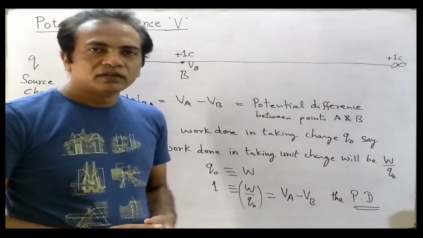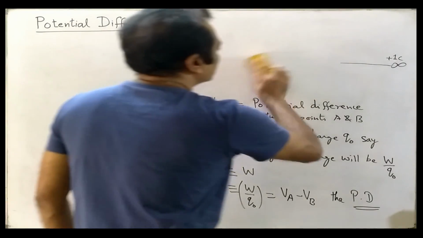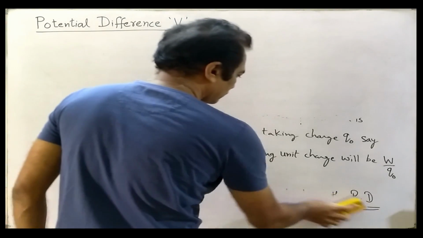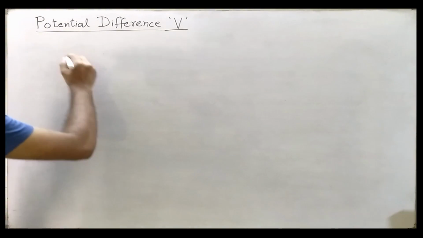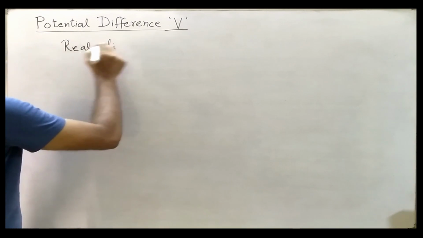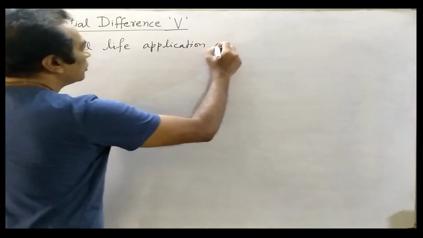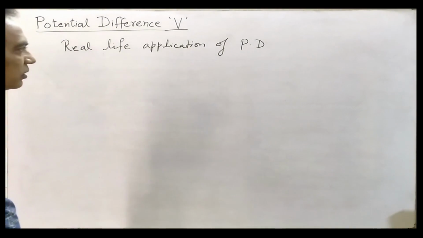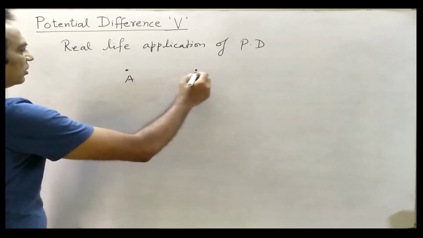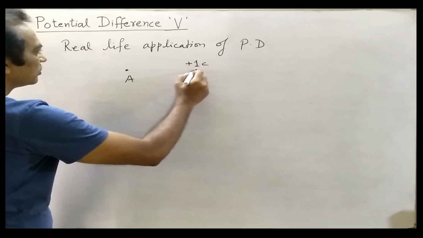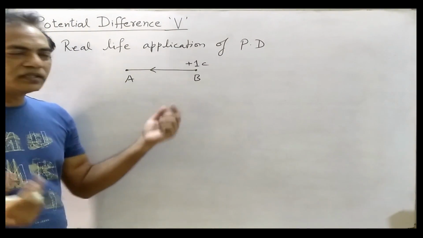Now let us see a real life application of potential difference. We said potential difference is nothing but the work done in taking a unit positive charge from say point B to point A. Now you might be wondering who is doing this work? Who does that work?